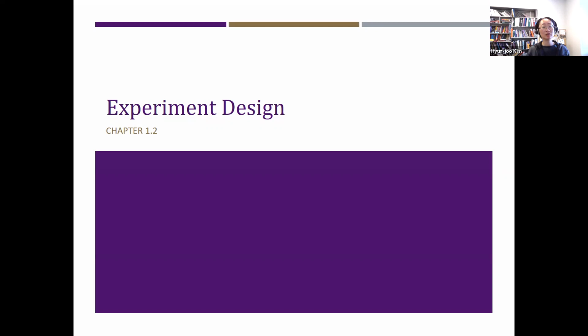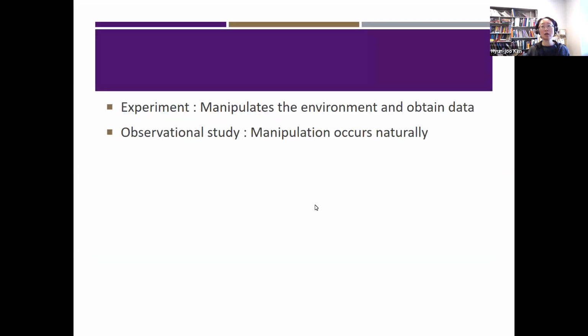Experimental design, chapter 1.2. We'll be talking about this experiment design word with, somehow, the partner opposite word, which is the observational study. An experiment is the manipulation of the environment. You can do that and obtain the data. In an observational study, you really cannot manipulate the condition of the situation. So an experiment has a little more control, and in an observational study, you really don't have a control. What we mean by that, we'll look at from the example.